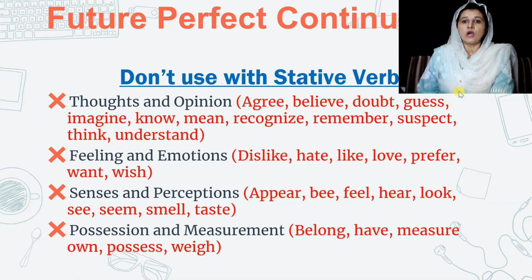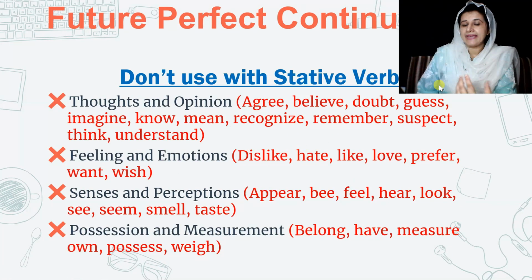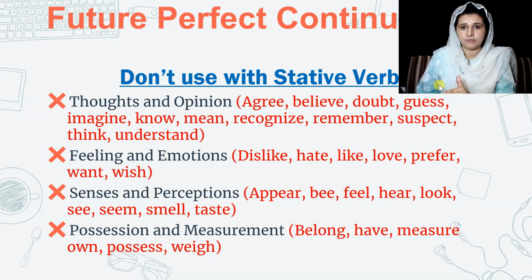Okay, now we'll see where we can't use the future perfect continuous tense. We need to be clear that we cannot use any form of the continuous tense with stative verbs. There are two types of verb, action verbs and stative verbs. Action verbs show the practical action. On the other hand, stative verbs show the mental actions like thoughts and opinions.